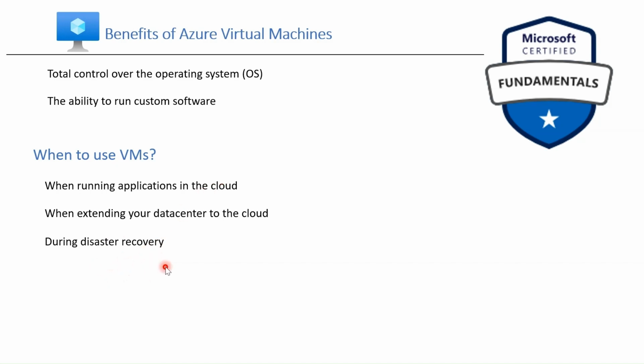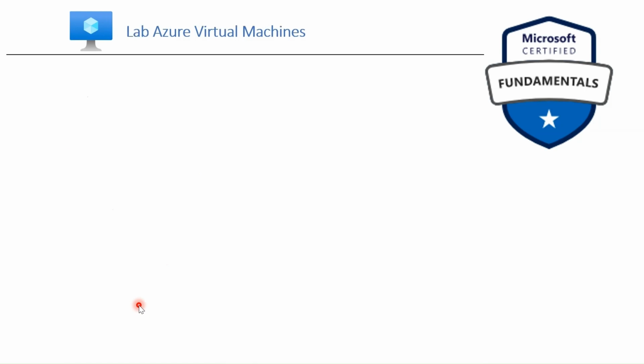Okay, so let's say if your primary data center virtual machine goes down for some reason, then you have a disaster recovery version of your VM running on Azure. Right, so let's quickly head to the lab for the Azure virtual machine and try this out.